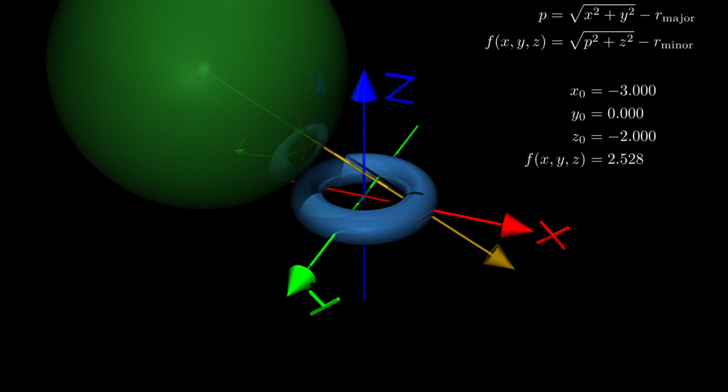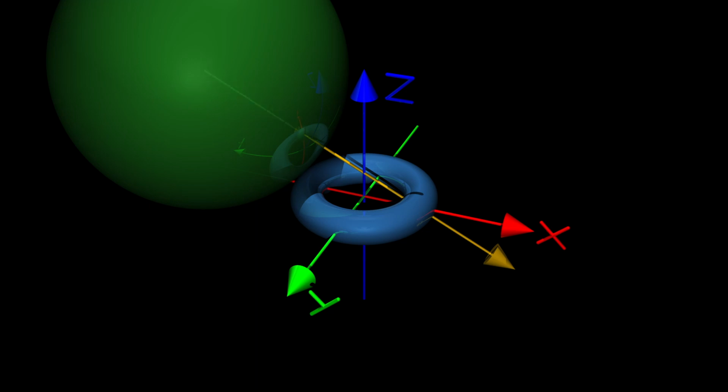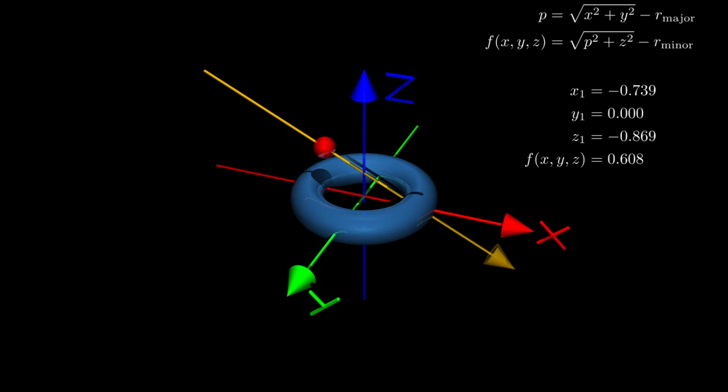So what we now do is move our starting point from where we began, which is now the center of the sphere. We move the distance along our ray corresponding to the radius of our sphere. So let's do that. And we see this gives us our new position of our starting point here. So our next starting point is at x1 equals -0.739, y1 is 0, and z1 is -0.869. f(x, y, z) is now equal to 0.608.